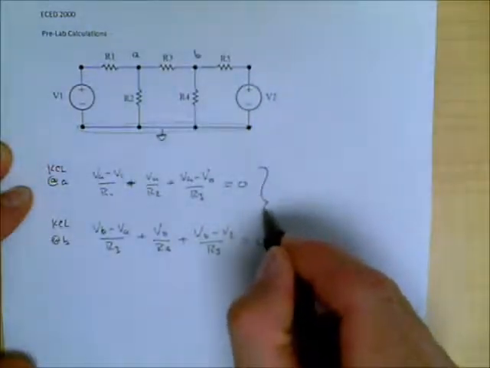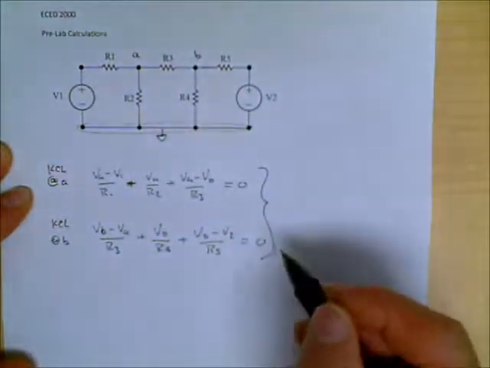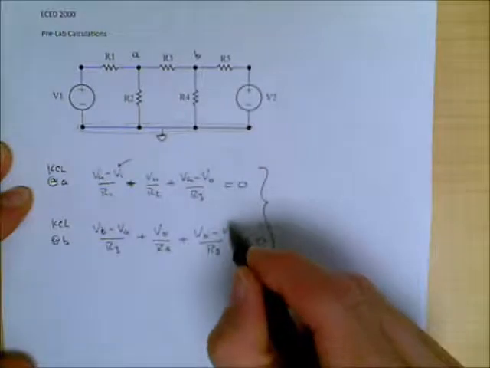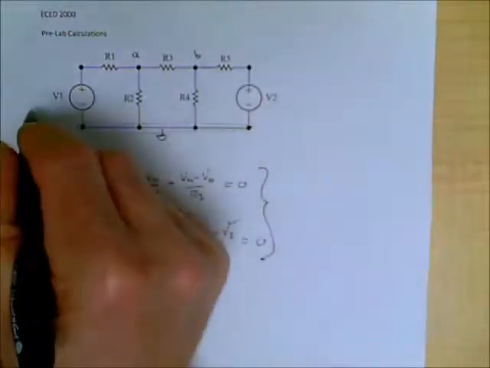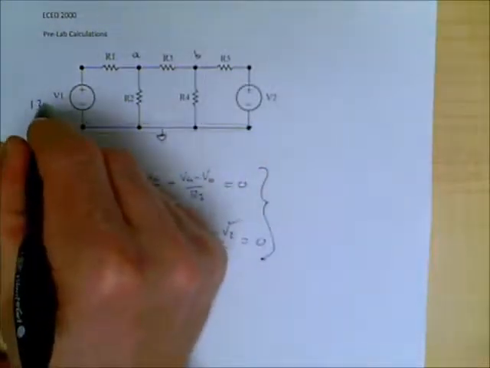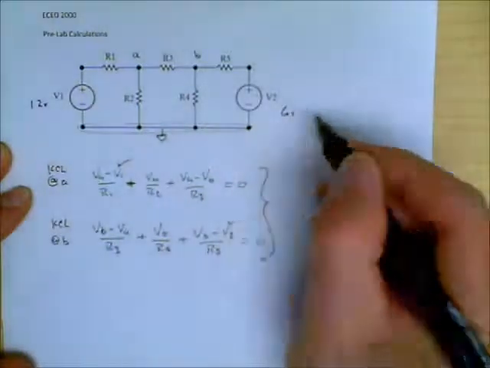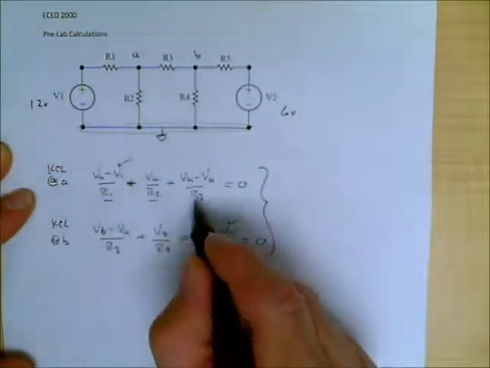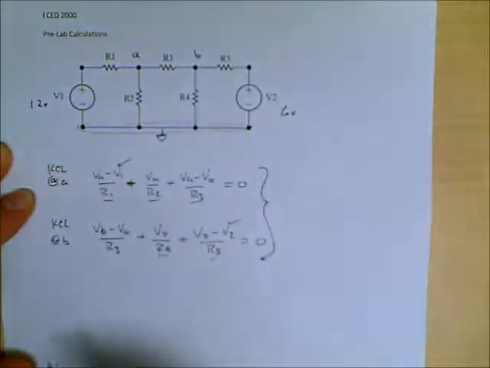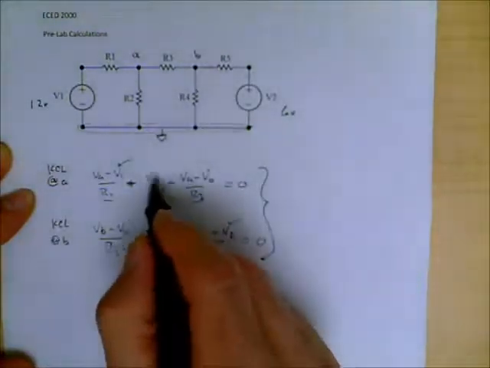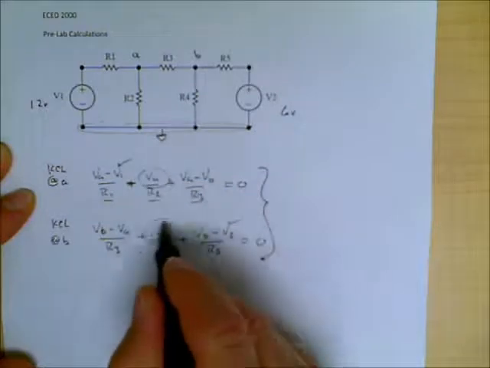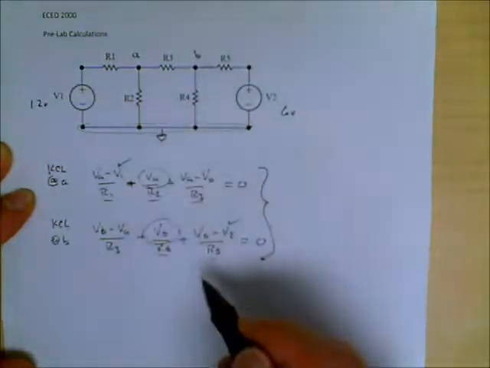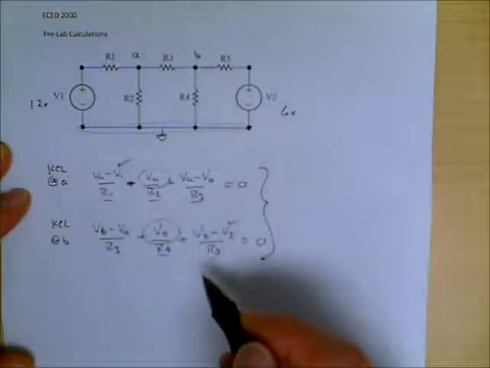You now have 2 equations, and you have 2 unknowns. V1 is known to you, V2 is known to you. In this particular case, I believe this is going to be 12 volts, and this is going to be 6 volts, but it doesn't really matter what the numbers are. Each of those values of R1, R2, R3, R4, and R5 will be given to you, and so the only 2 unknowns are VA and VB. And so we have 2 equations and 2 unknowns. You should be able to solve those.